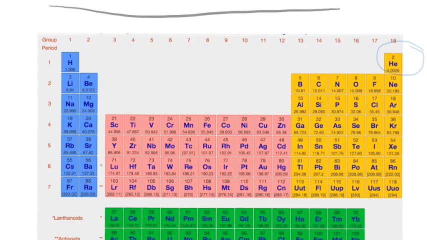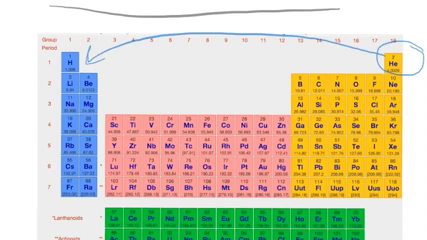Helium is in an interesting location. Here on the periodic table, helium is over with our noble gases. Now the reason for that is that helium has a full outer shell, but it's a little bit confusing with it being yellow. It really belongs over here when we're talking about electron configuration.